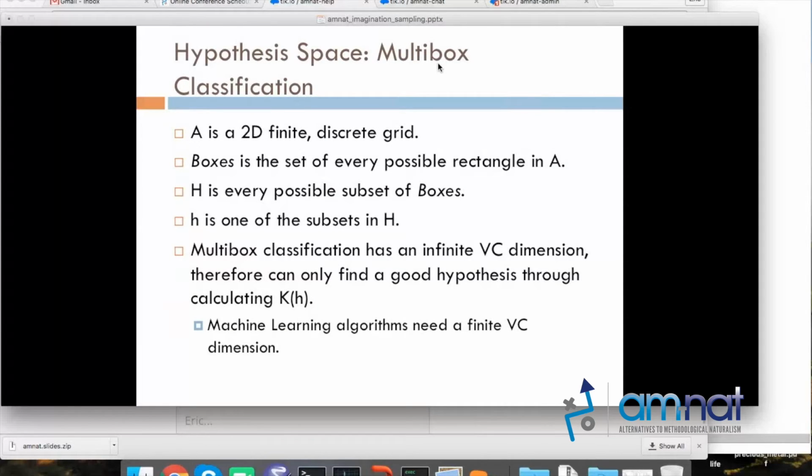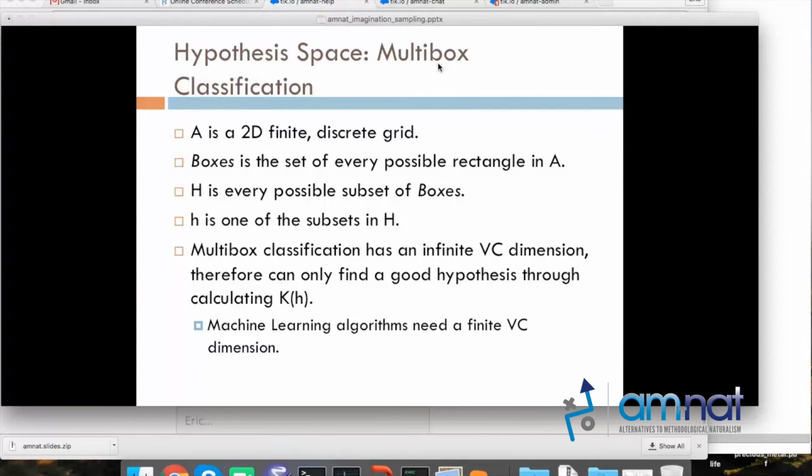Okay, and the classification hypotheses will just be simple boxes. So A is just a big grid, and a hypothesis is a set of boxes on that grid, and each box has a classification that says everything in this box will be either a 1 or a 0. And so our goal is to optimally place those boxes on A to make the best predictions. And so H is every possible subset of boxes that you can distribute across A, and h is one of those subsets. Now, in terms of machine learning, this is a horrible hypothesis space.